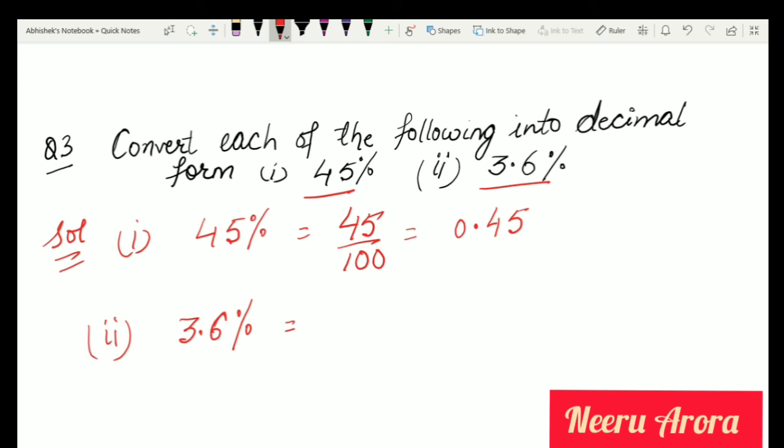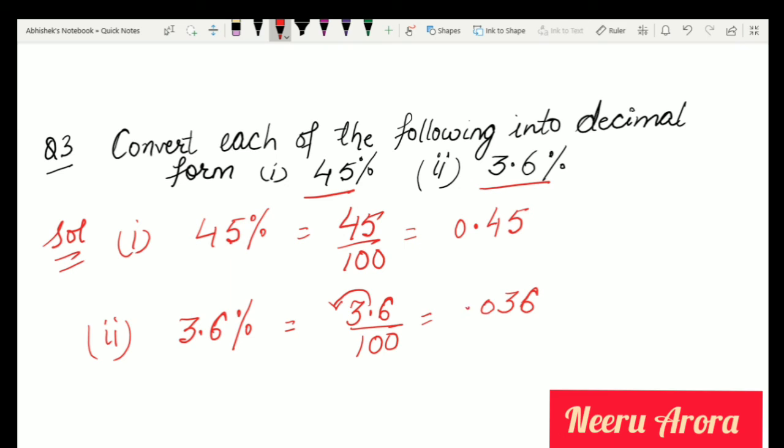Second question, 3.6%. So here it is 3.6 upon 100. After removing the percent sign, 100 comes in the denominator. So you can straight away put the decimal. You can shift your decimal from the right side and leave 2 places. So here it is 6. So this decimal shifts to after 2 places.